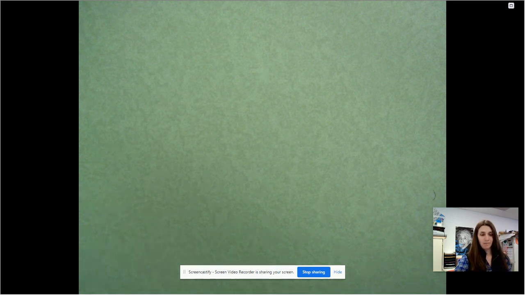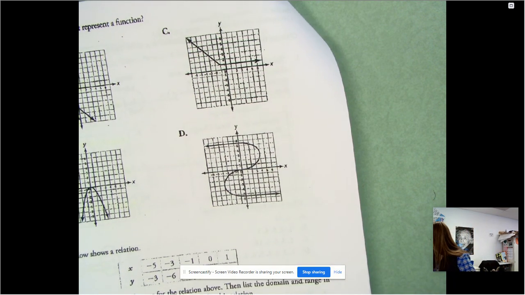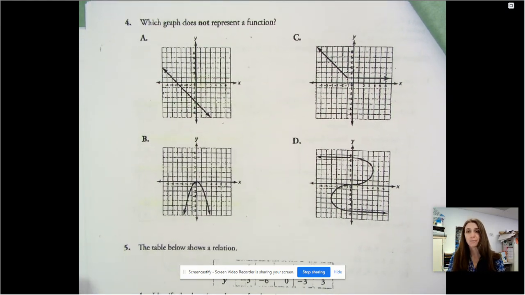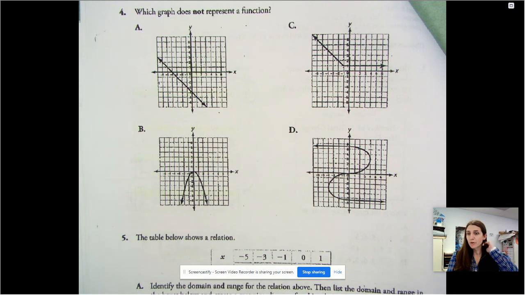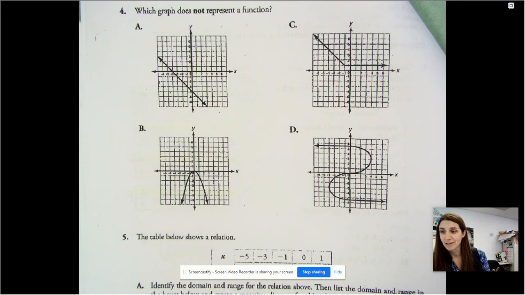Okay, taking a look at page 6. Which graph does not represent a function? So again, we're looking at graphs here. You're going to want to test with a vertical line test. Go ahead and see if you can find your answer, and then pause the video, play the video when you're ready to go over it.